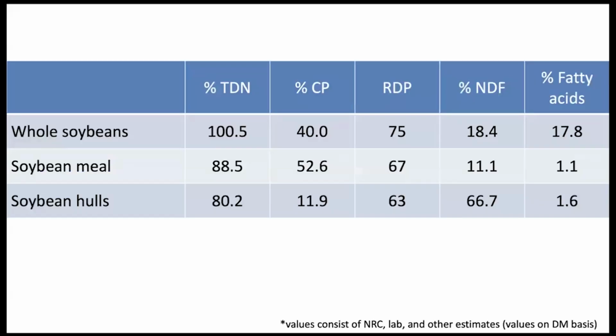Starting off looking at soybeans, from a TDN standpoint, whole soybeans are slightly over 100, crude protein is about 40, and they're almost 18% fatty acids. A fatty acid is oil, and that's what those soybeans are typically grown for. If we look at soybean meal, it's still really high in TDN, 88 and a half. That's similar to what we were talking about with the distillers grains earlier and just a little bit below the corn. Crude protein on soybean meal is 52.6%.